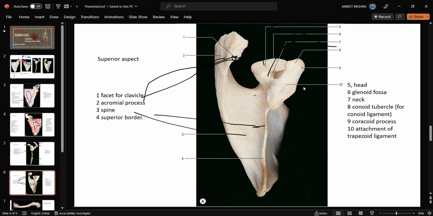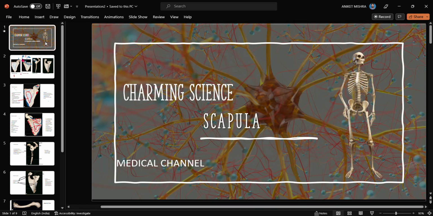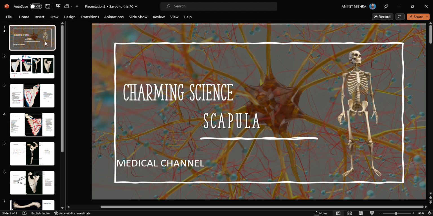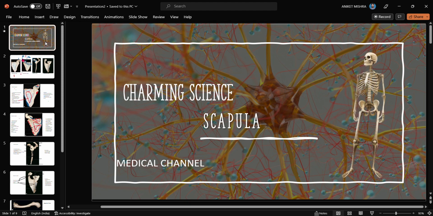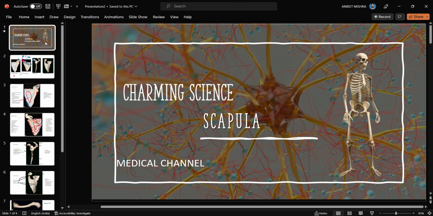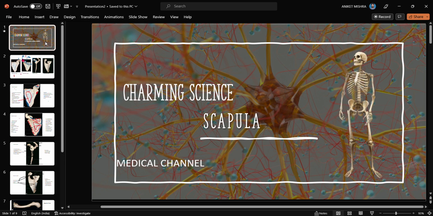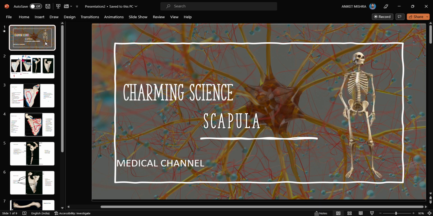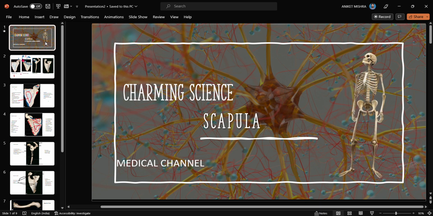When we talk about the muscles that are going to insert on it, in the same way that we talked before, there are muscles inserted on this. That's all for the scapula. Thank you so much. In this video we talked about the scapula, the landmarks which are present on it, the muscles which originate from the scapula, the muscles which insert on the scapula, and some ligaments.